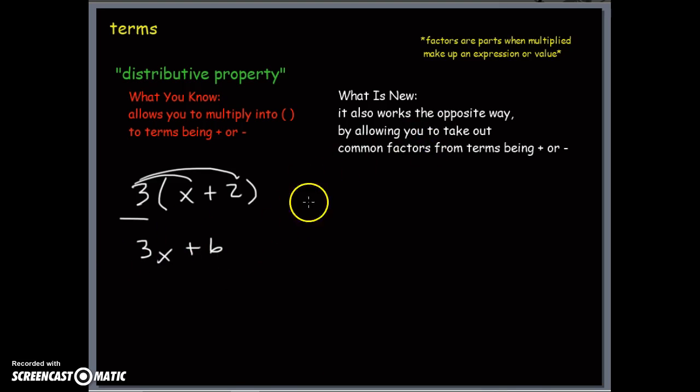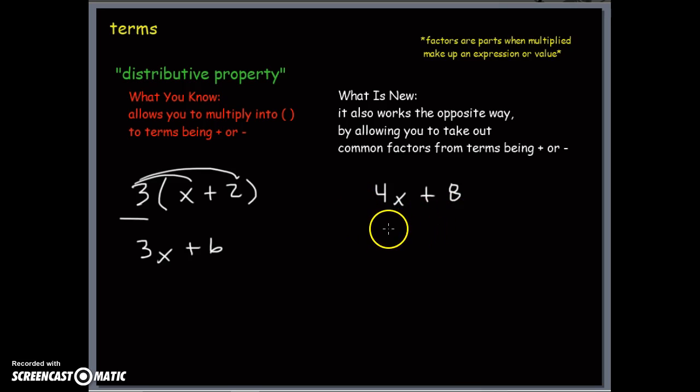However, it's important to note that the distributive property also works in the opposite way. So maybe you're given the expression 4x plus 8. What the distributive property lets you do is factor, or take out, common factors of things that are being added or subtracted. So it's working in the opposite direction.